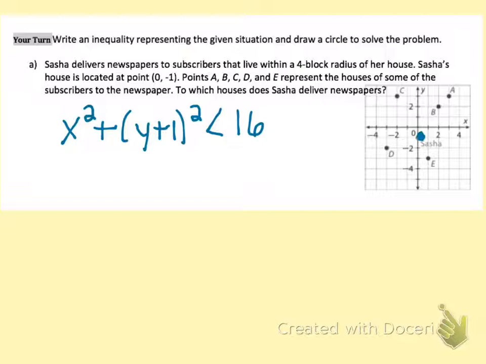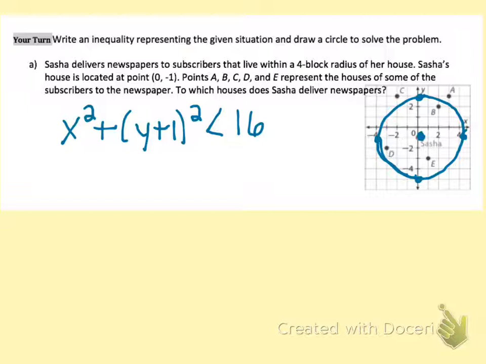1, 2, 3, 4. And then 1, 2, 3, 4 down here. 1, 2, 3, 4, and then 1, 2, 3, 4 to the left. And again, depending on how accurate you are with your circle, if there are some points that seem to be on the border, you might want to test them. Oops, like that one. This is going to be close. And we want ones that are within that circle.